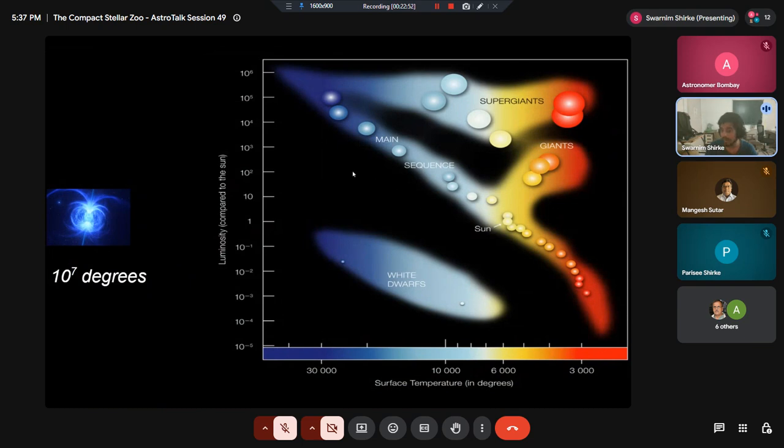We can't even plot it on the HR diagram because the temperatures are more than a million Kelvin, so we are way out of this plot. And talking about luminosity, it does not just give out optical light. It shines across the electromagnetic spectrum. You will observe them in radio, all the way up to X-rays.